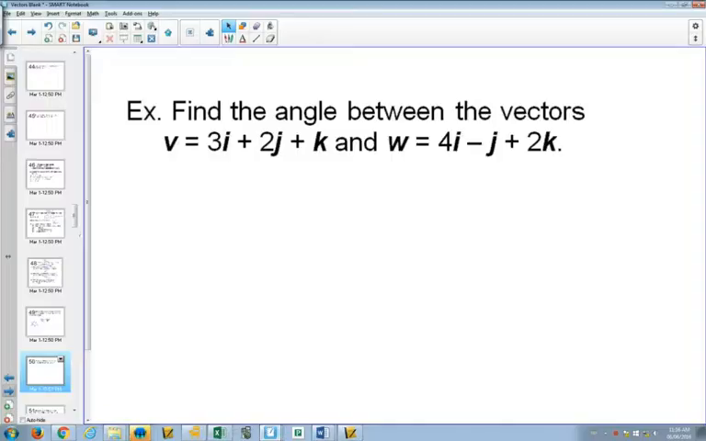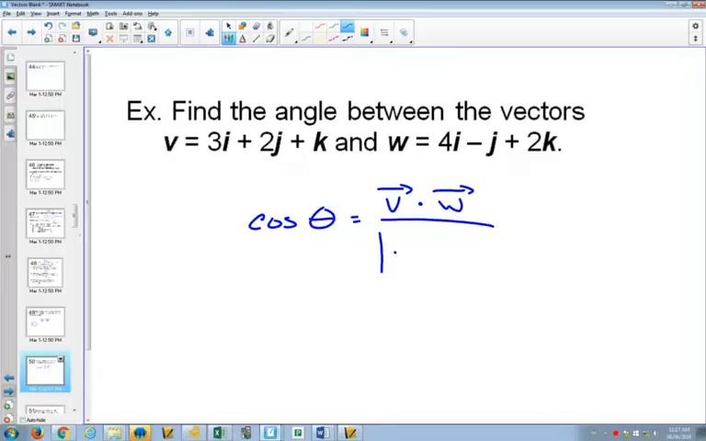So let's do one with 3 dimensions. You've got the vector v, 3, 2, and 1, and w, and we want to find the angle between them. So the first thing we'll do is we'll write out our formula. And then we'll calculate each thing separately.